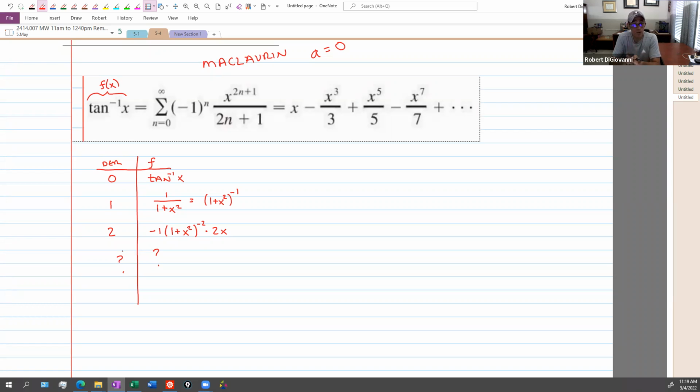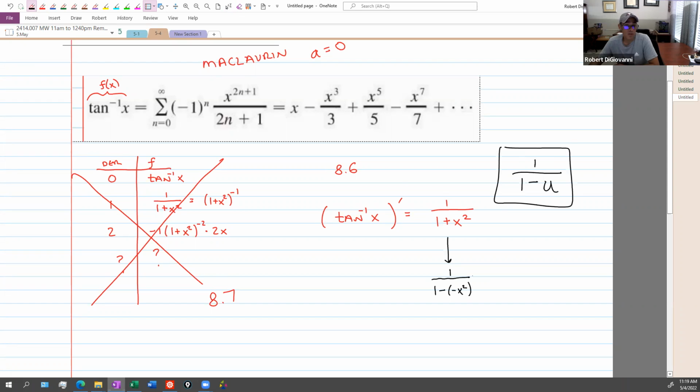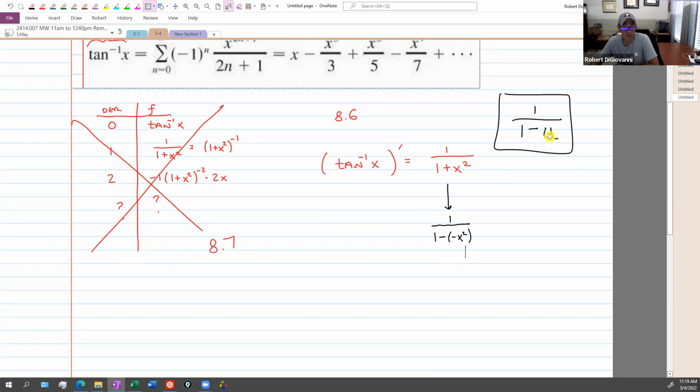So the way I'm going to approach this is actually using not the stuff we learned in 8.7, but the stuff we learned in 8.6. Because inverse tangent of x, I know that the derivative of it is 1 over 1 plus x squared. But this looks a lot like 1 over 1 minus u, that generic formula that we had for a power series. I could rewrite this as 1 over 1 minus (-x squared). And then I can use the series for 1 over 1 minus u and rewrite this. This would become the sum n equals 0 to infinity of (-x squared) to the n.